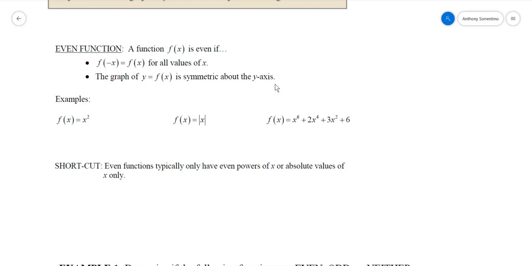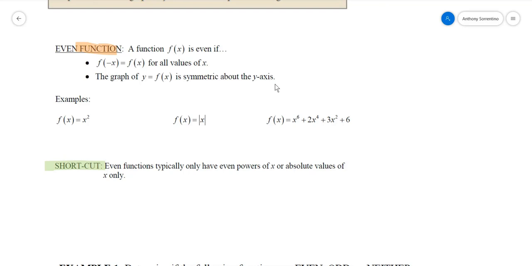And the important thing to note is we are talking about functions here. Everything we're talking about deals with a function. So it has to be a function. It has to pass the vertical line test, so forth and so on. Now, there's also here mentioned a shortcut for identifying them.